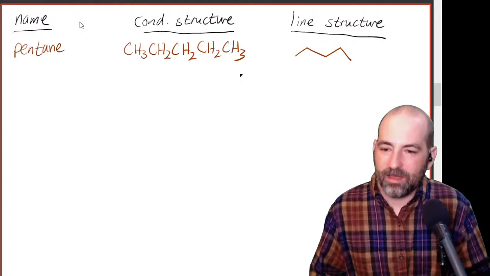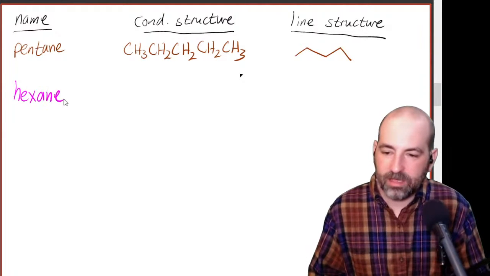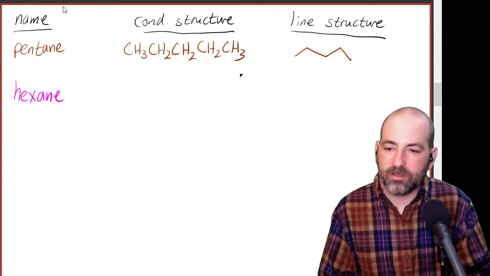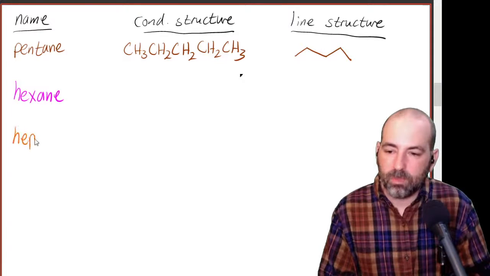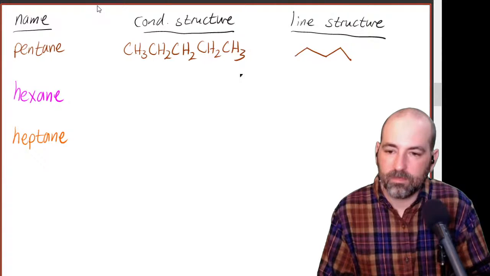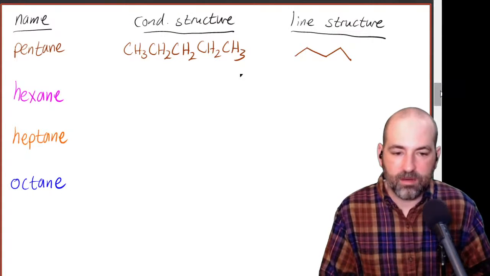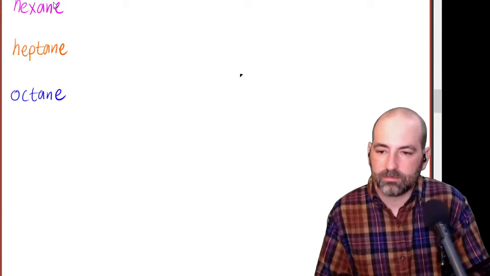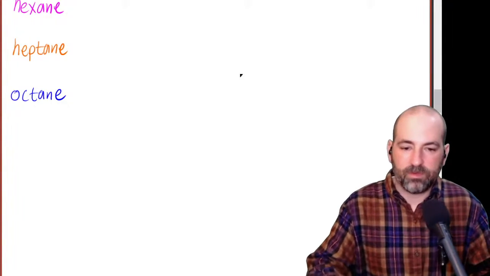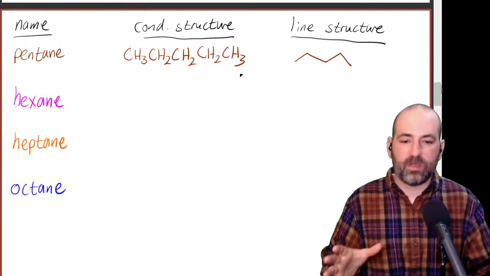Okay. Then next, let's do hexane. So that's going to be 6 carbons. I'm not going to draw those right now. Heptane with 7. Octane with 8 carbons. And we'll leave it at that for now. The ones you specifically need to know are in the objectives on Blackboard.